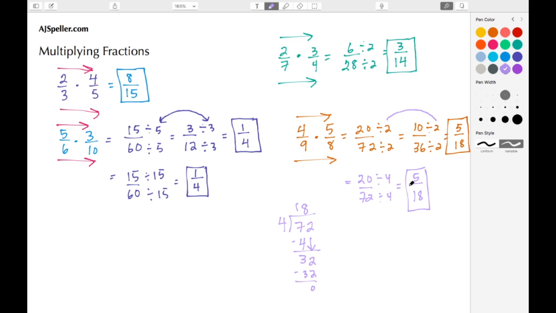So both ways, either simplifying by using factors that are not the greatest, still get you to the answer, it just takes you a few more steps. If you use the greatest common factor, you get to that simplified fraction even faster.